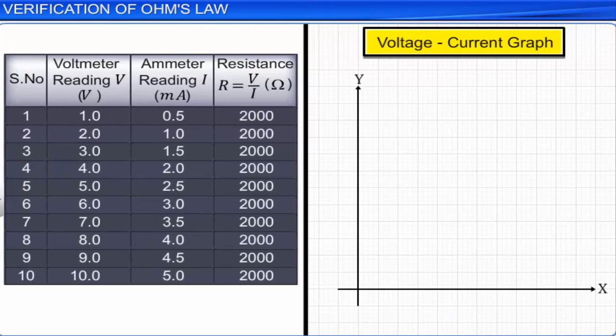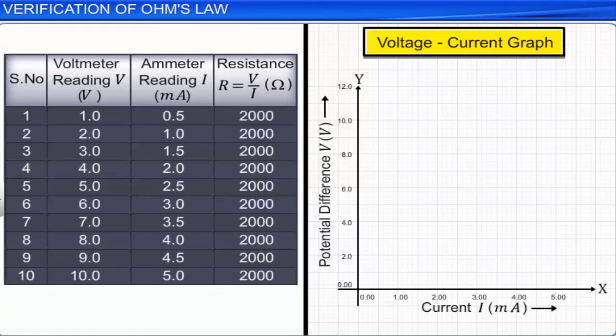If you plot the values of V against I on a graph with V on the y-axis and I on the x-axis, it will be a straight line as shown here. This verifies Ohm's law. This graph is known as a VI graph.